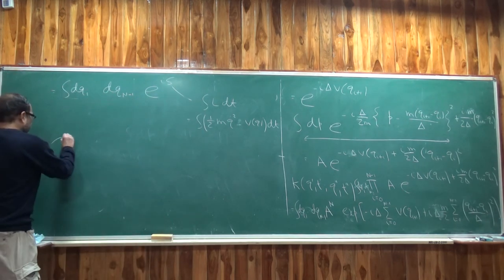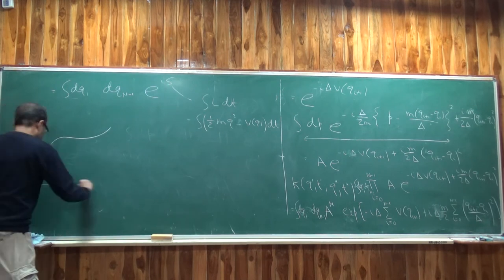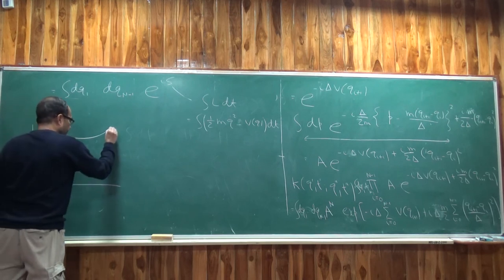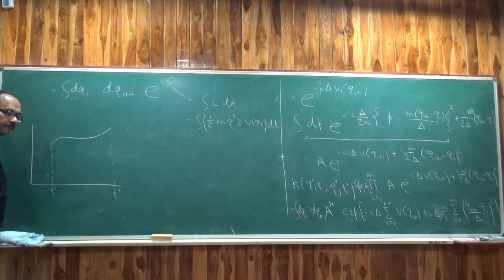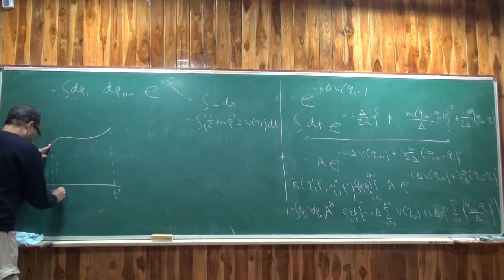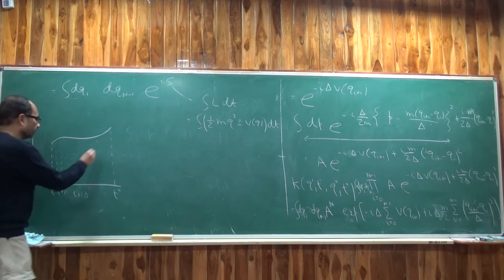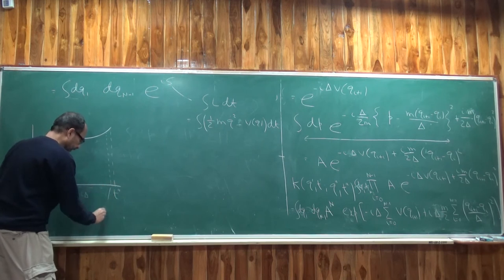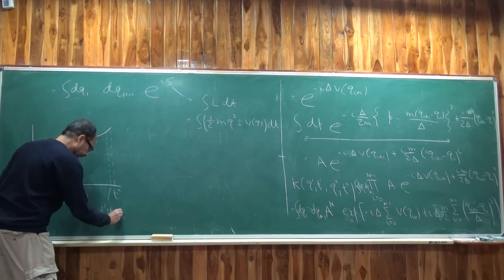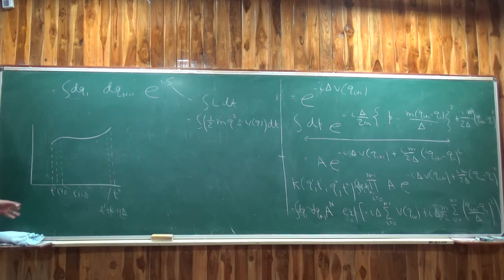So let's see in what sense this is that one. Suppose this is a path. This is my T prime. This is T double prime. Now let's divide this whole interval into size delta. So this is T prime plus delta, this is T prime plus 2 delta, and so on. Here it will be T prime plus n minus 1 delta. Finally, when we apply n delta, it becomes T double prime, because T double prime minus T prime is n delta.